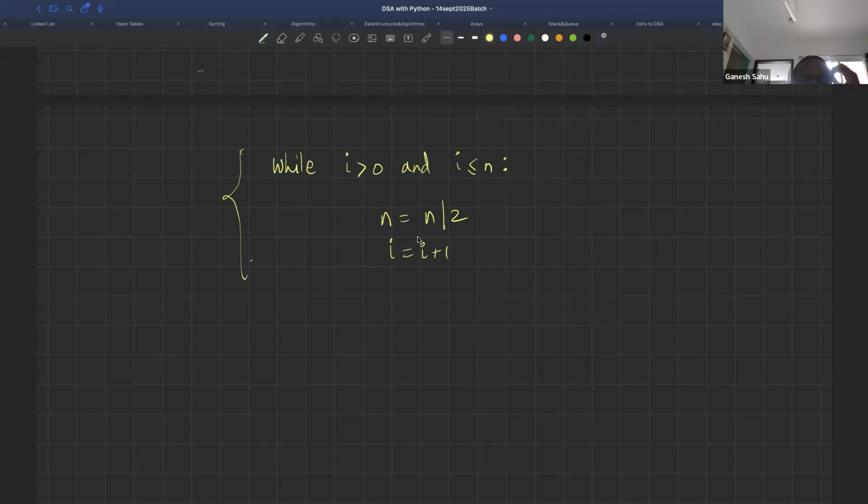So I will start incrementing like i equals i plus 1. So first time it is greater than 0. But next time it will start with whatever we have just divided, but it will also exclude the first number.